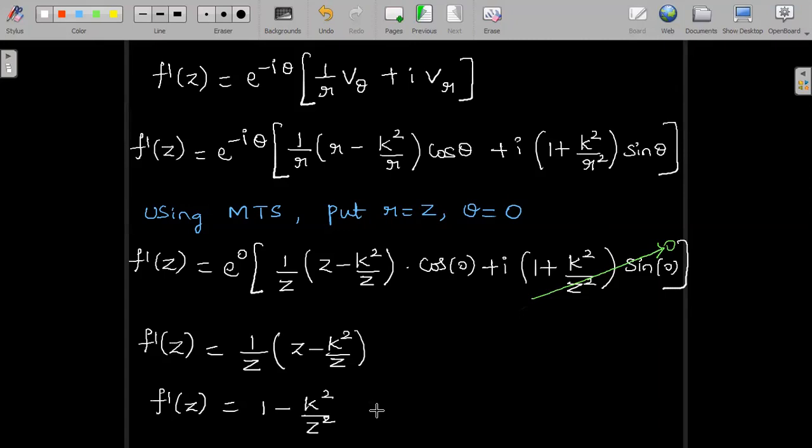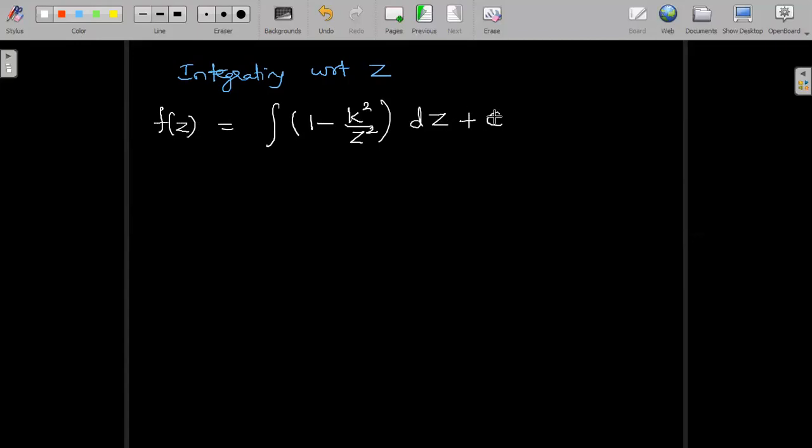F dash of z is 1 minus k square by z square. So this is f dash of z for us. But our aim is to find f of z as a function of z. So to find f of z as a function of z, we have to integrate on both sides with respect to z. So integrating with respect to z, we can obtain f of z, which is integration of 1 minus k square by z square dz plus the constant of integration c.